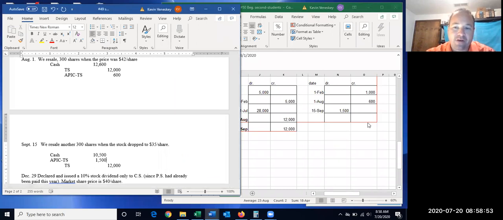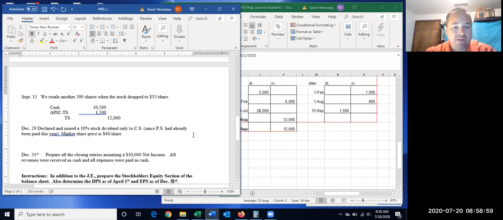All right, so I still have $100 in my additional paid in capital, should I need it. Now we're getting ready for the final couple items here. We declare, now this is going to be a different type of dividend. We declare and issue a 10% stock dividend, and it's only going to my common stockholders. Preferred have already been paid.